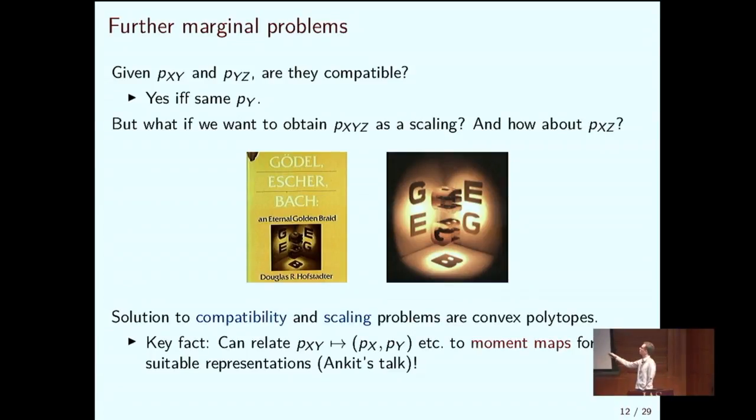For example, suppose we have two joint distributions of three random variables that overlap, like pxy, pyz. We could ask, when are they compatible? In this case, certainly a necessary condition is that they have the same margin on y, where they overlap. Here it turns out to be also sufficient. Now you could ask me, how about if we want to obtain this joint distribution as a scaling? I have no idea what a clean characterization of this is. Well, I'm sort of lying, but we'll see in a second what a characterization would be. But it's less obvious.